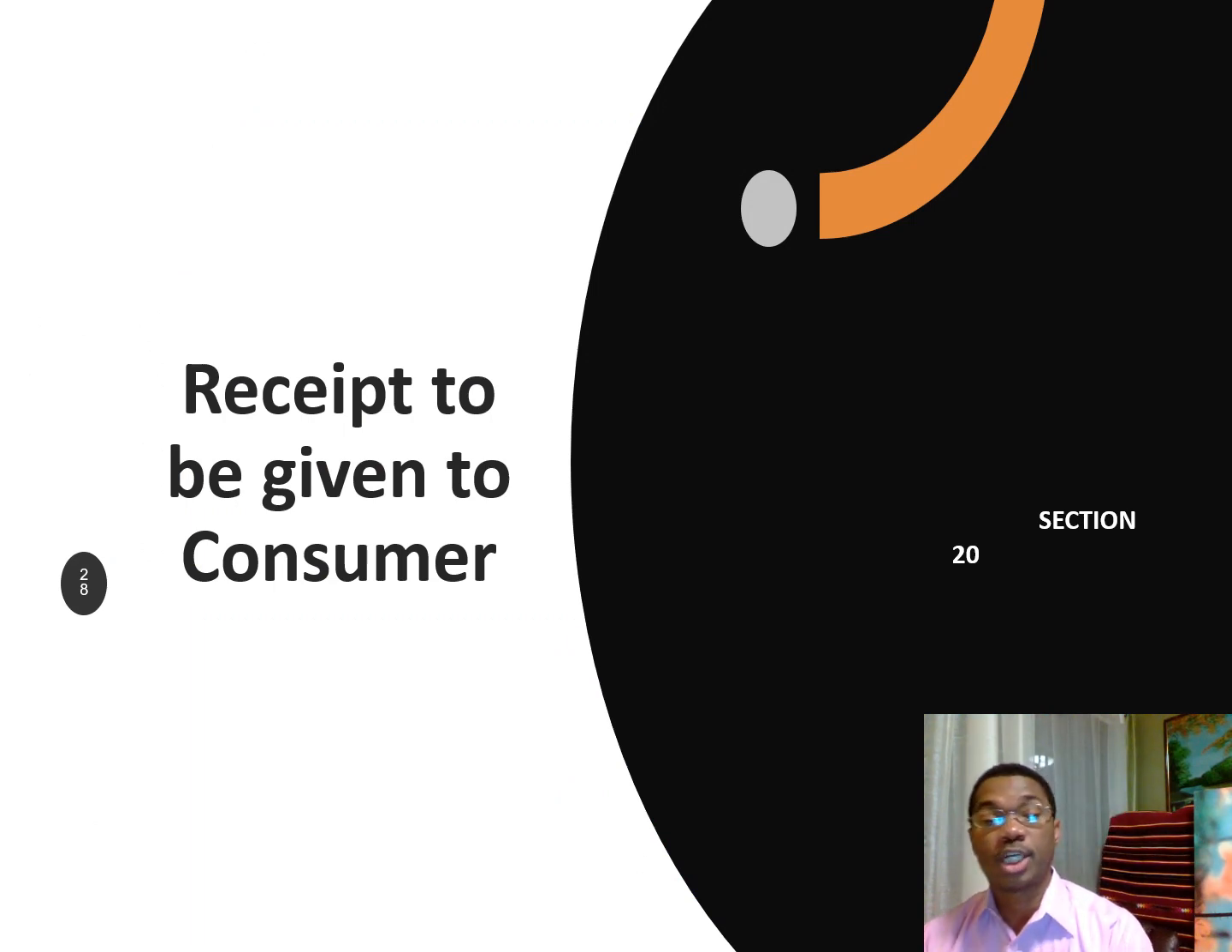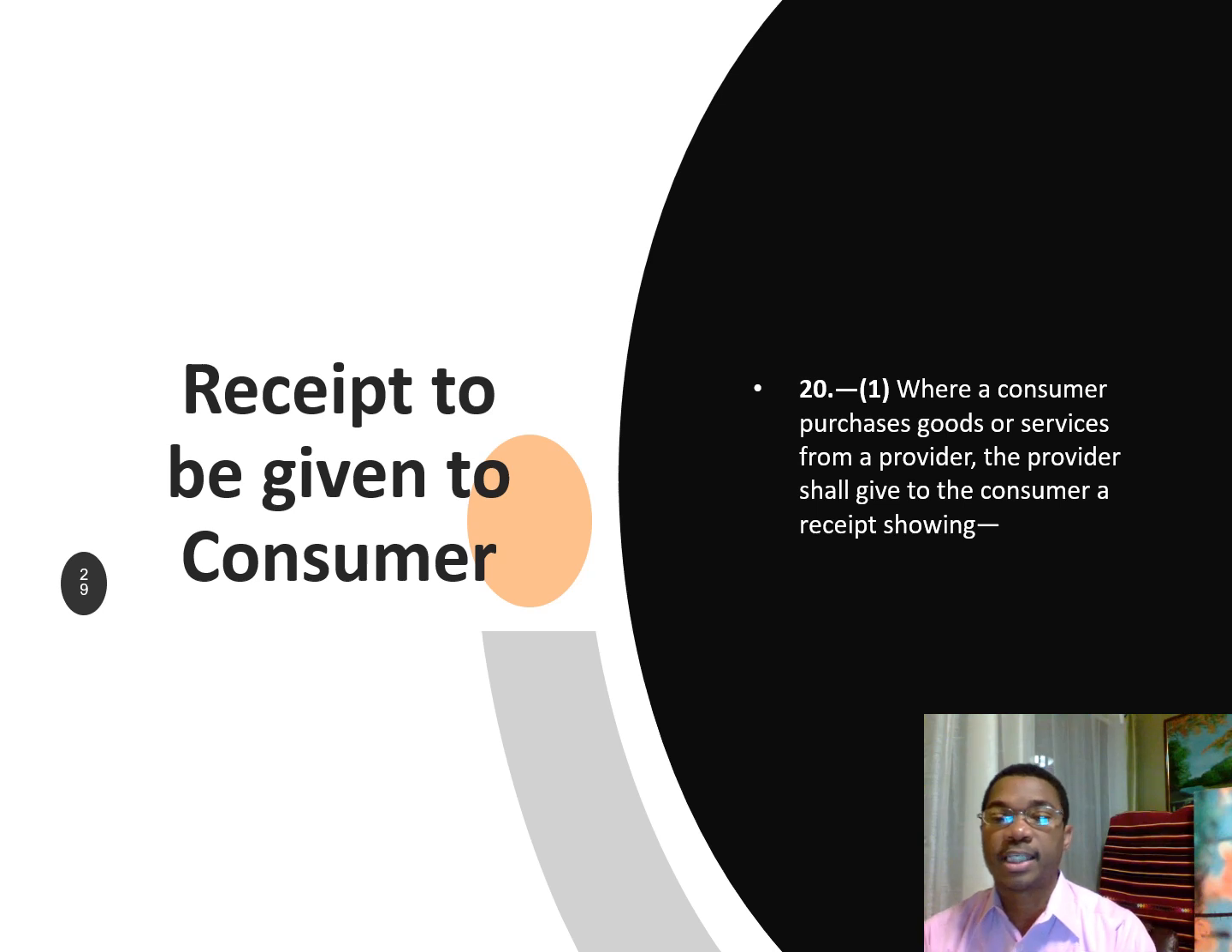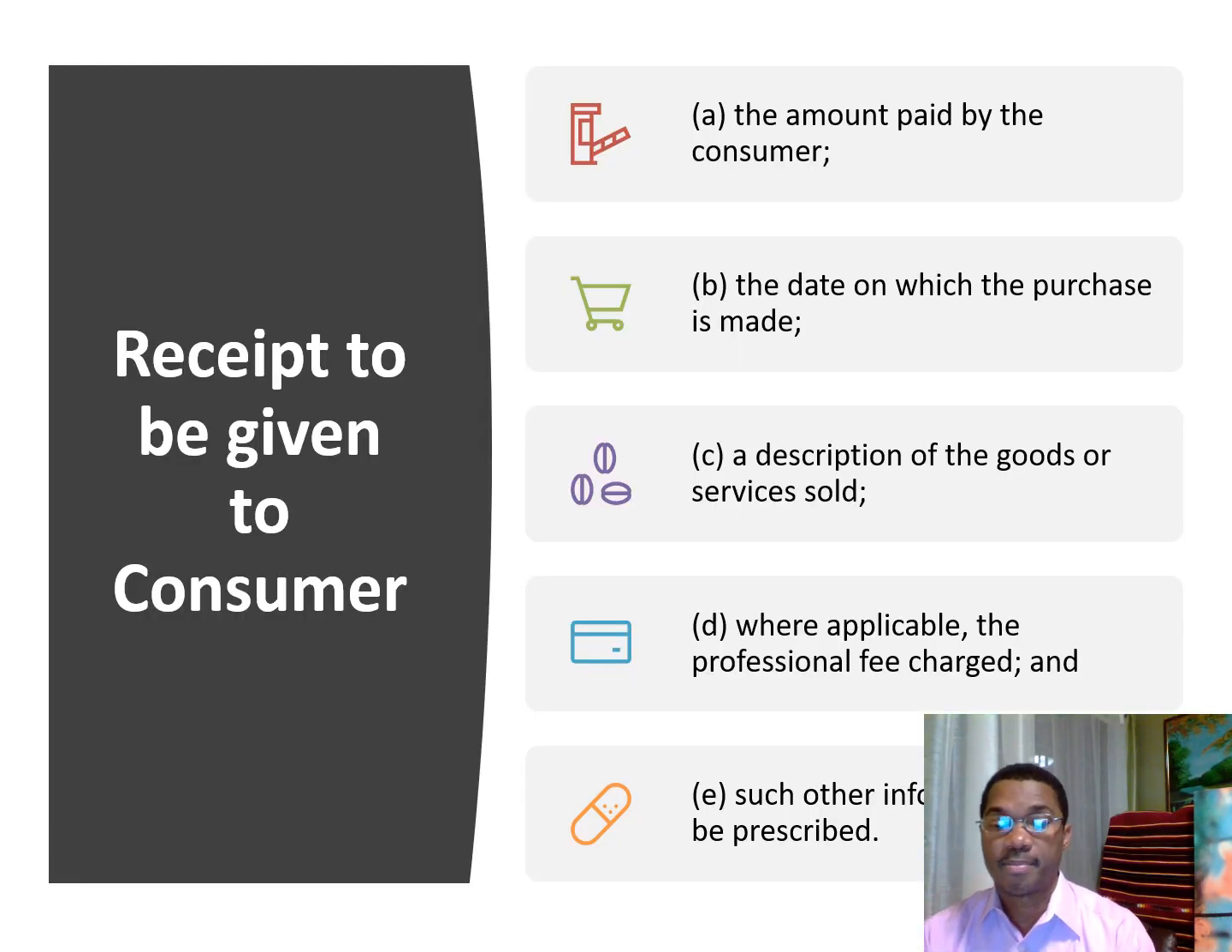So that brings us to section 20 of the Consumer Protection Act of 2005. And here, the responsibility of the provider is to give a receipt to the consumer. And section 20, subsection 1 makes it very clear that where a consumer purchases goods or services from a provider, the provider shall, notice the word shall, that's mandatory, give the consumer a receipt, and that receipt should have the following elements on there.